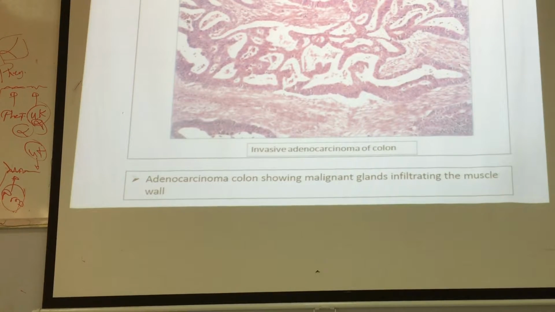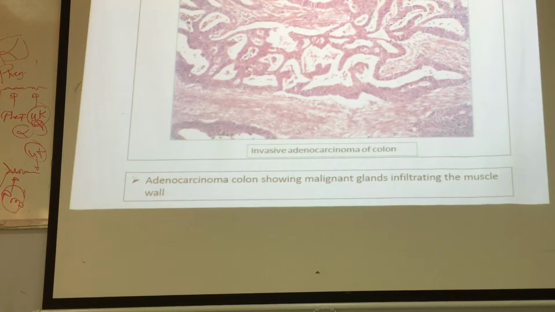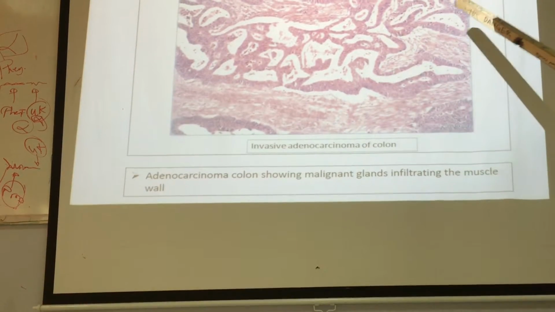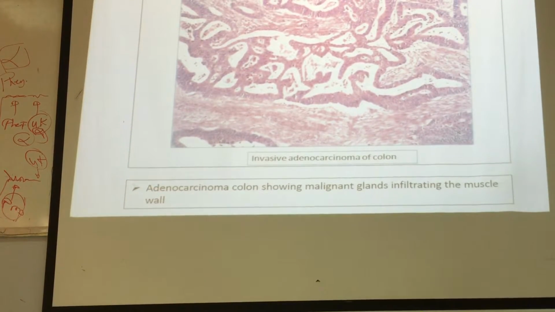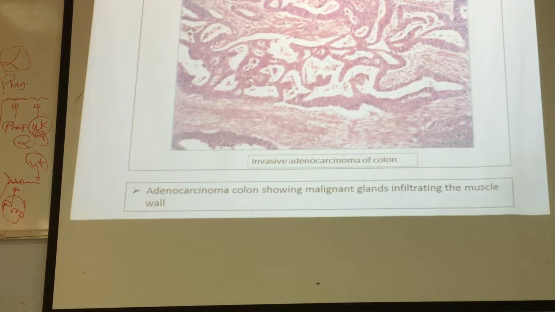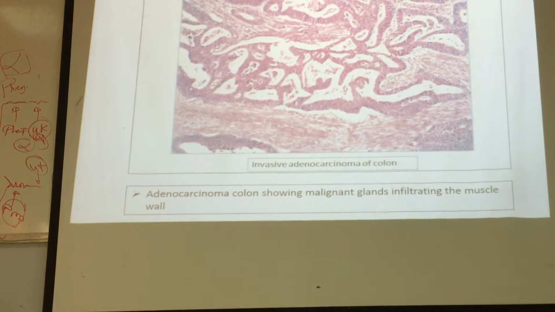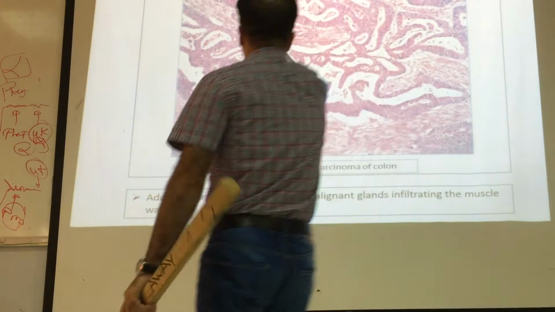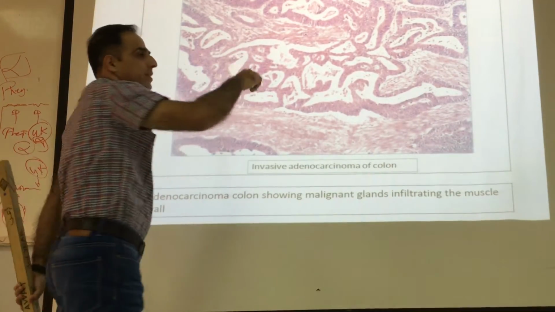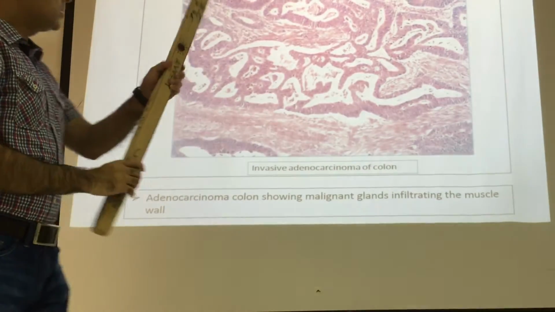This is invasive adenocarcinoma of the colon. Can you see the glands? These are all glands. This is a gland. Gland is basically what? There is epithelium. You can say a sac with epithelium. It will secrete. Where will it secrete? Inside the gland. So secretion has to be somewhere. Can you see this one? Yes, epithelial structures are there. There is an epithelial lining, and it will secrete the secretions inside the lumen. So these are all glands.